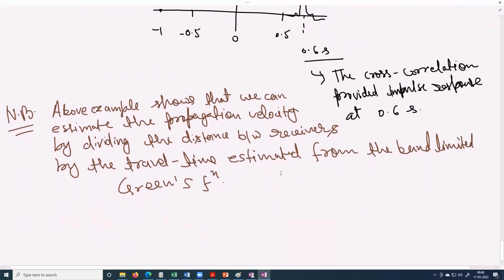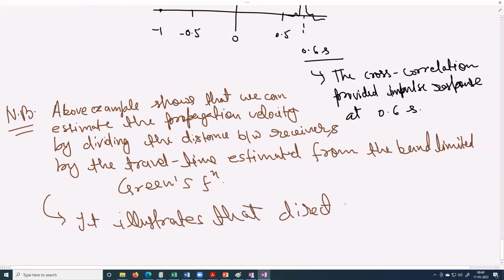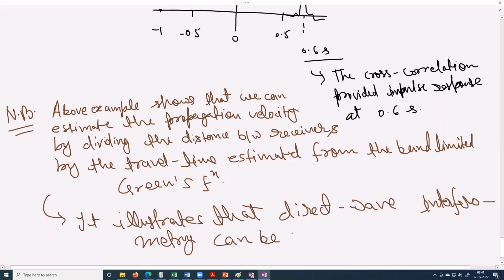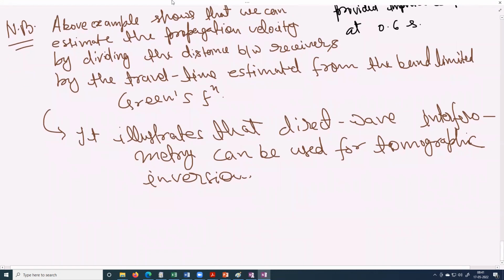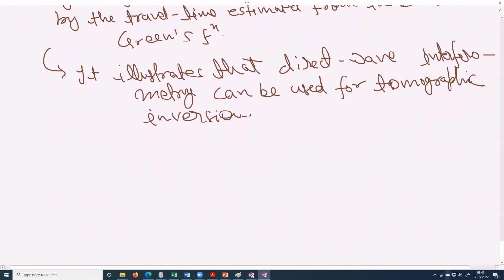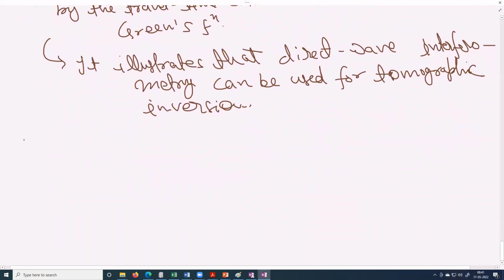Okay, so further you can illustrate that. So it illustrates that direct wave interferometry can be used for tomographic inversion. Right. Now in the previous examples, our source was located at the left hand side. What if your source is located at the right hand side? Okay, then what will happen? So let's consider that case.